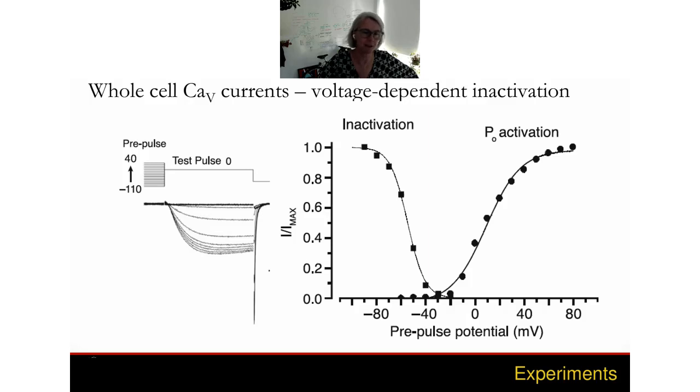So now we're measuring the peak current here during this test pulse to 0 millivolts. And as we give more and more pre-pulses here, we can absorb the channels into the inactive state and generate this inactivation curve and plot the inactivation against the activation.